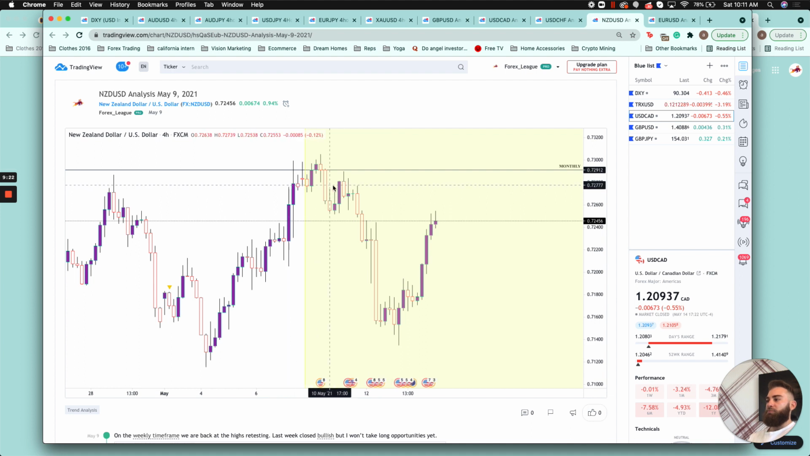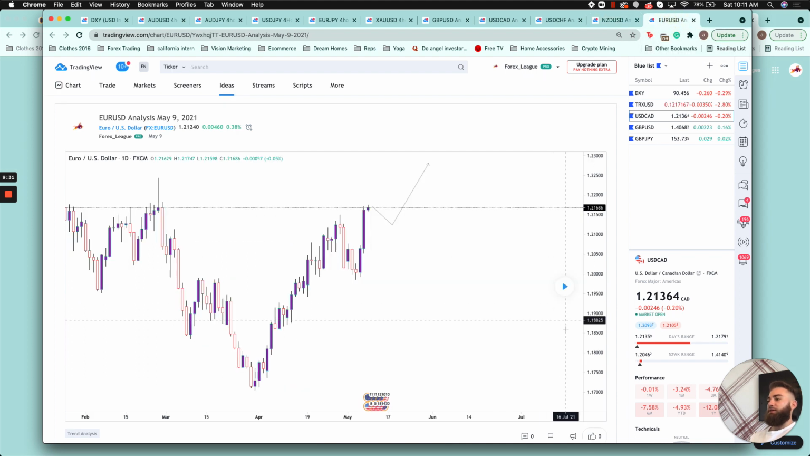Earlier, we had a break of support here and a retest. That would have been the better entry. And then now, as you can see, price is hiking back up to test that resistance, so could see some shorts on this one next week.